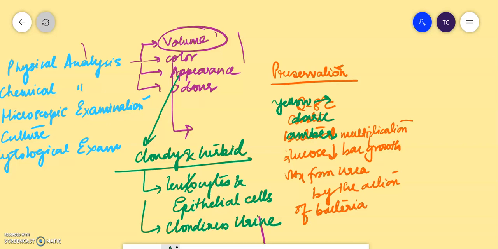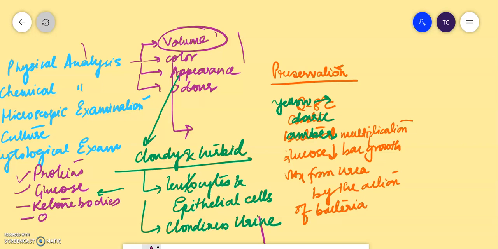Now the routine urine analysis also goes for the testing of some important compounds: proteins, glucose, ketone bodies, occult blood, very important, bile pigment, bile salts, urobilinogen. So all these things are taken into account.